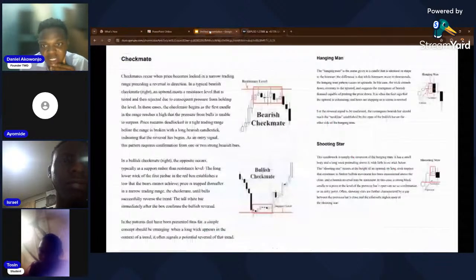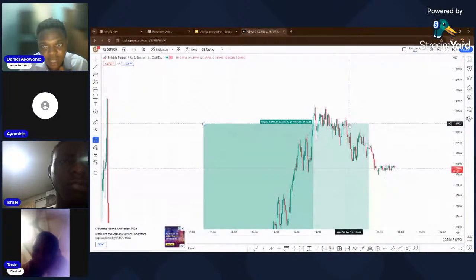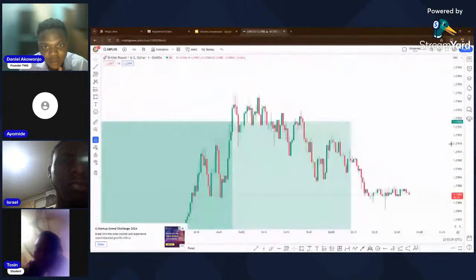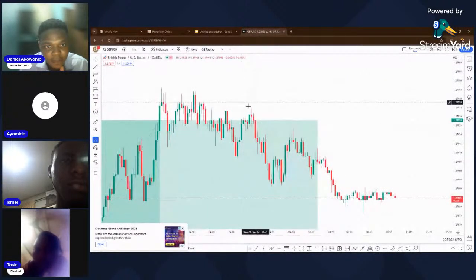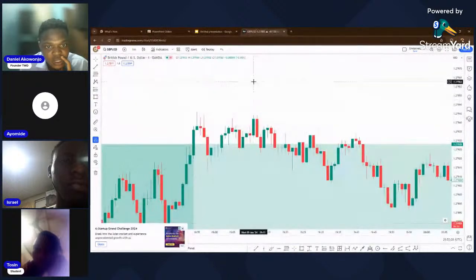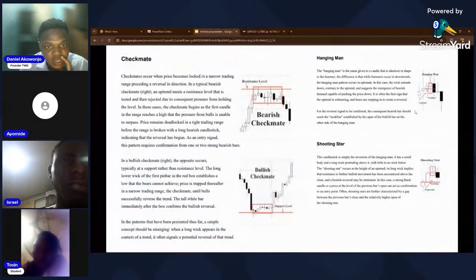Now for the reversal signal to be confirmed, the subsequent bearish bar should reach the neckline established by the open of the bullish bar on the other side of the hanging man. What does that mean? This is a very, very important thing. When you see a hanging man, another way you can confirm this is that the next candlestick that is created must be longer than the previous candlestick that was created before the hanging man.